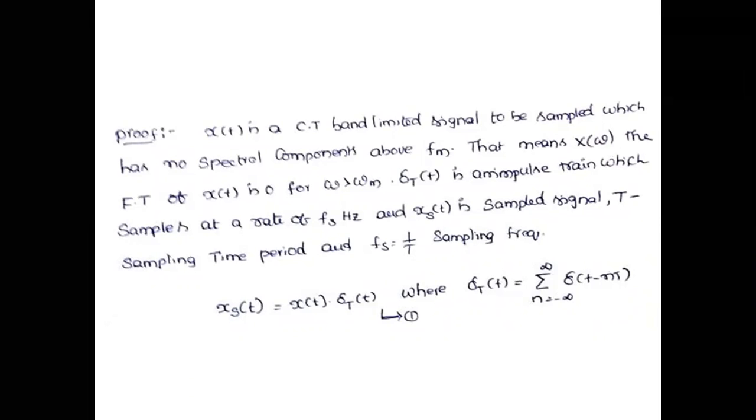Okay, so now equation 1. xs of t is equal to x of t into delta T of t, where delta T of t is denoted by the summation over n equal to minus infinity to plus infinity of delta of t minus nT. See, the impulse train is the combination of an infinite number of delayed impulses. Summation means you sum up all the impulses which are defined from minus infinity to plus infinity. So this is equation number 1.